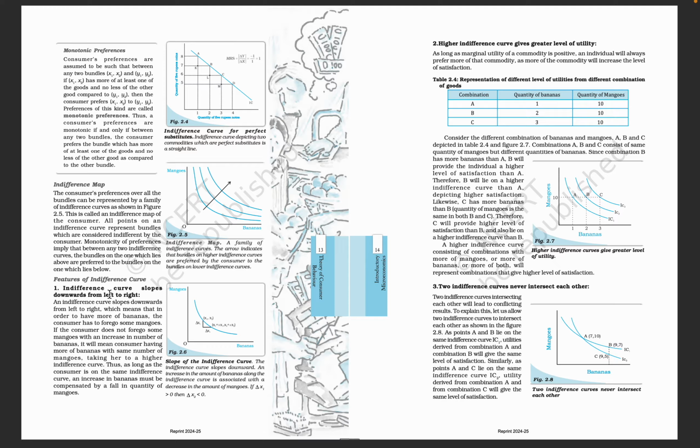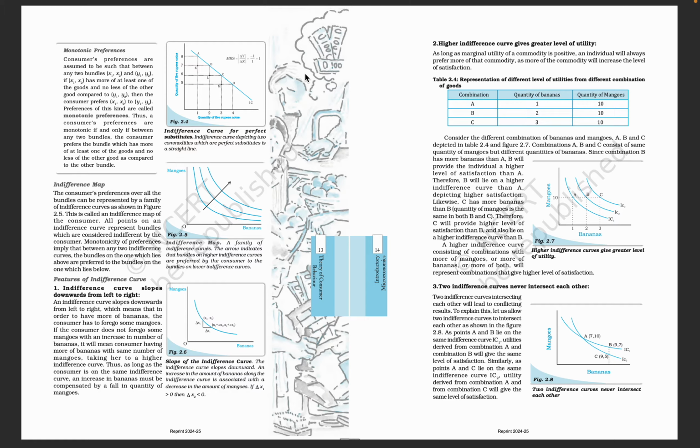Features of indifference curve. Number 1. Indifference curve slopes downward from left to right. An indifference curve slopes downward from left to right, which means that in order to have more bananas, the consumer has to forego some mangoes. If the consumer does not forego some mangoes with an increase in number of bananas, it will mean the consumer having more bananas with the same number of mangoes, taking her to a higher indifference curve. Thus, as long as the consumer is on the same indifference curve, an increase in bananas must be compensated by a fall in quantity of mangoes.